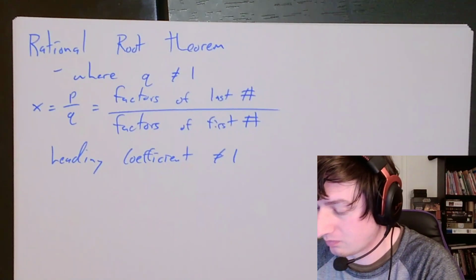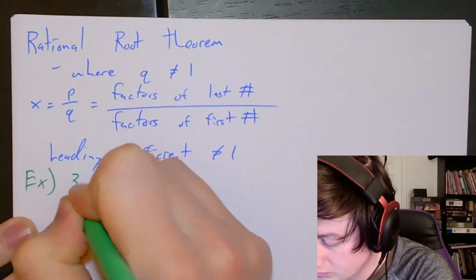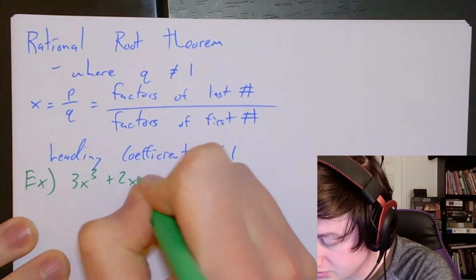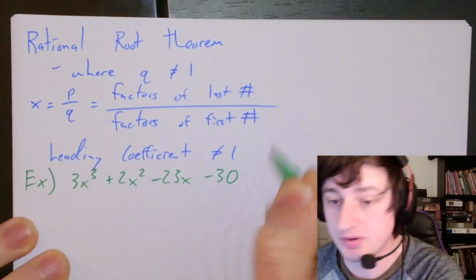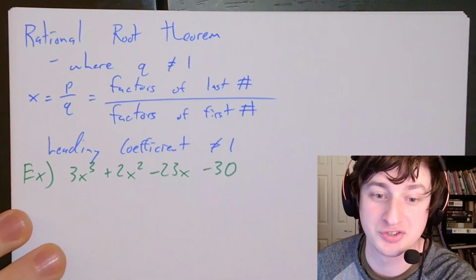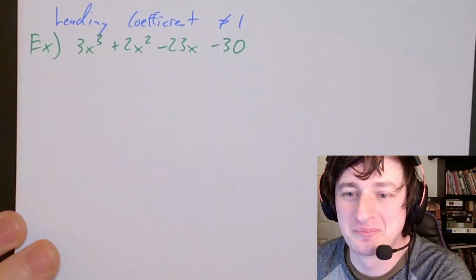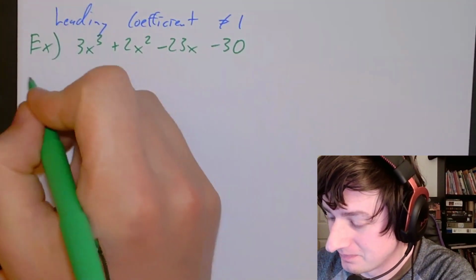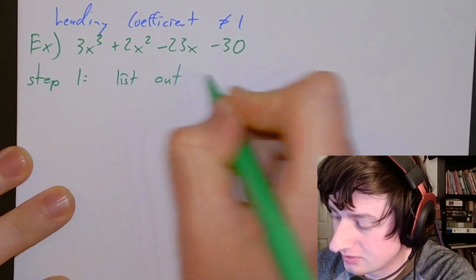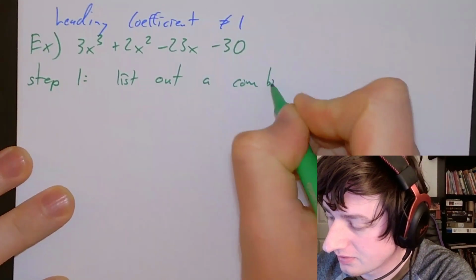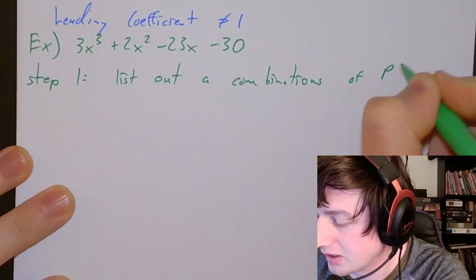Okay. So, by way of example, 3x cubed plus 2x squared minus 23x minus 30. And if I wrote it down wrong this time, well, we'll just figure it out. We'll keep going. Maybe not. So step 1 is the same. List out all combinations of p divided by q.